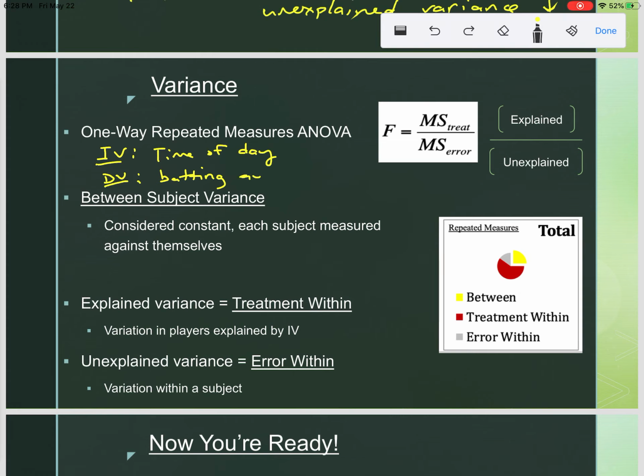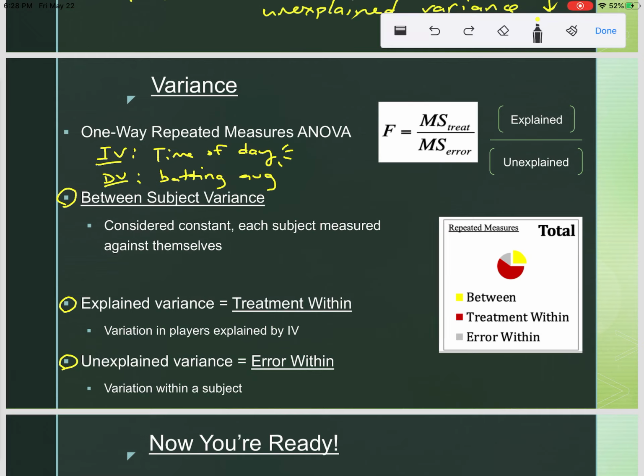We measured the same 50 players 4 times because we had 4 different levels of time of day. So here we go. In a one-way repeated measures ANOVA, we're going to have 3 types of variance. What we're going to find out is in a one-way independent groups ANOVA, we're only going to have 2. So you see, it depends.